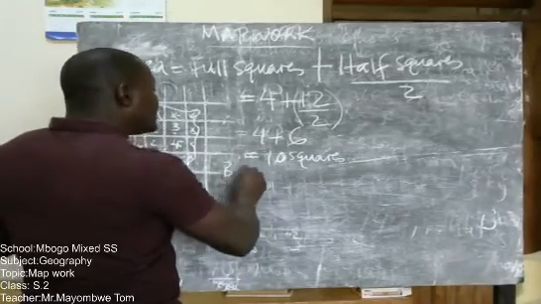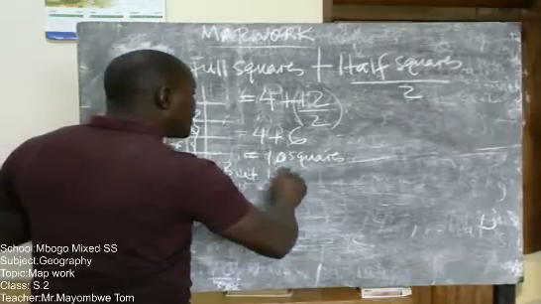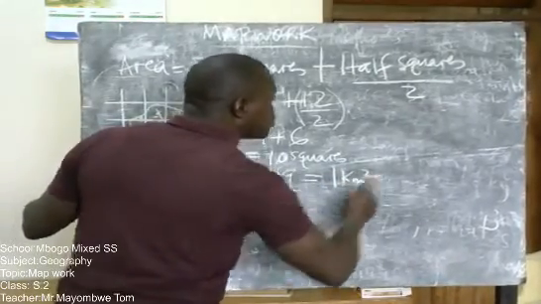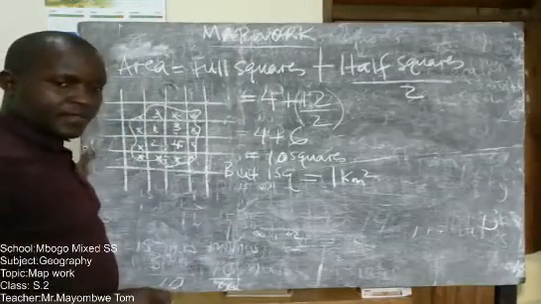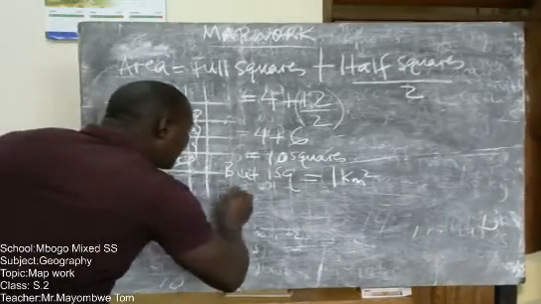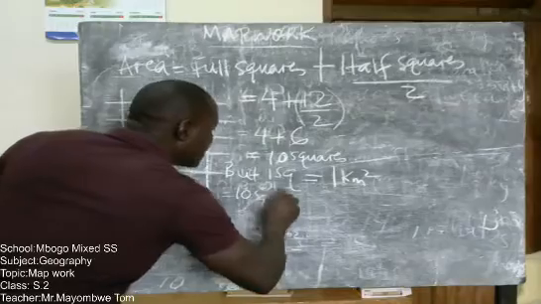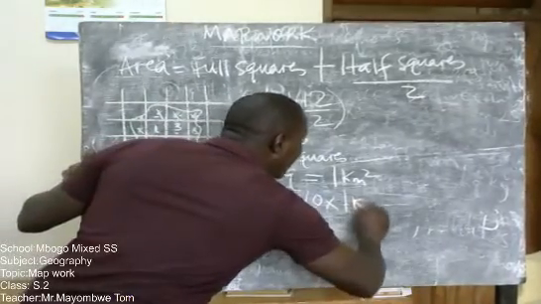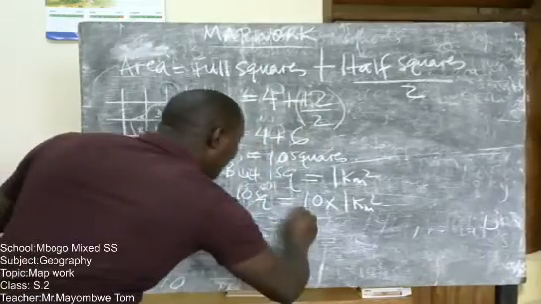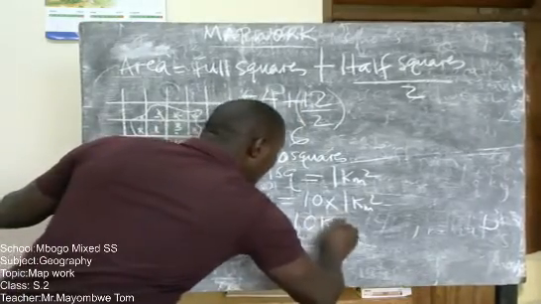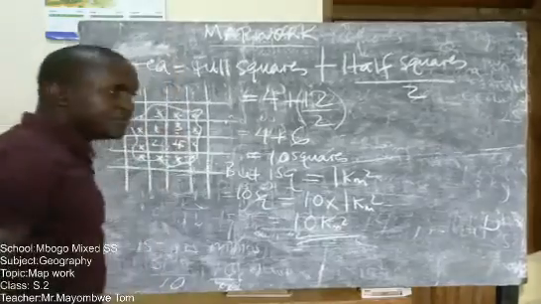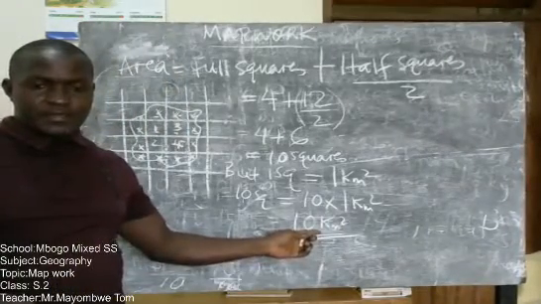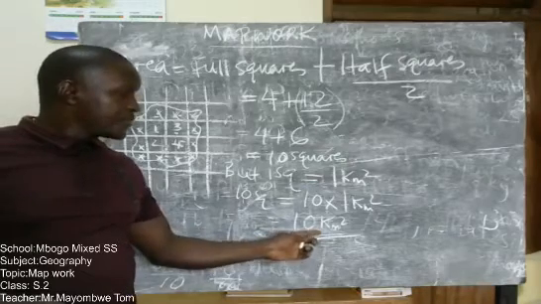Then we come here and say, but 1 square equals 1 kilometer squared. What about the 10 squares? The 10 squares will be equal to 10 times 1 kilometer squared, giving us 10 square kilometers. This is our area.